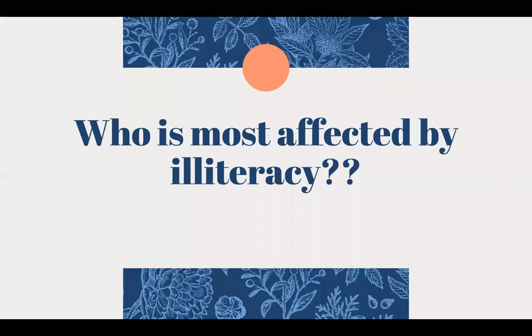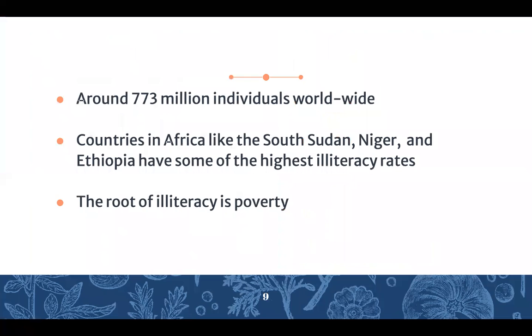Who is most affected by illiteracy? Somewhere around 773 million people around the world are considered to be illiterate. Countries in sub-Saharan Africa have some of the highest illiteracy rates. To understand who is affected by illiteracy, it is important to realize that the root of the problem is poverty.